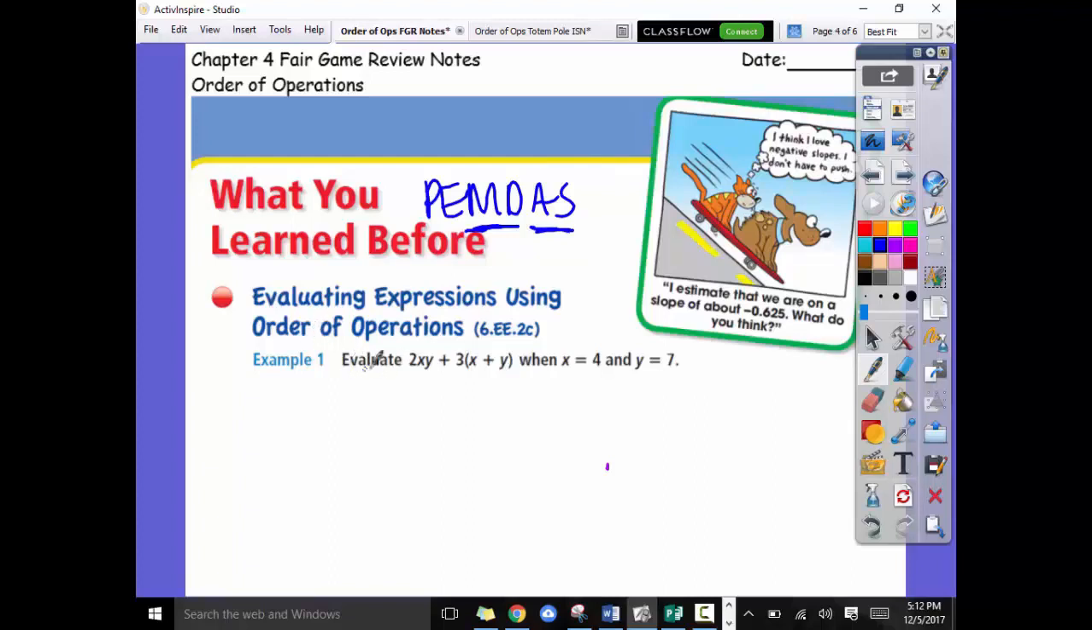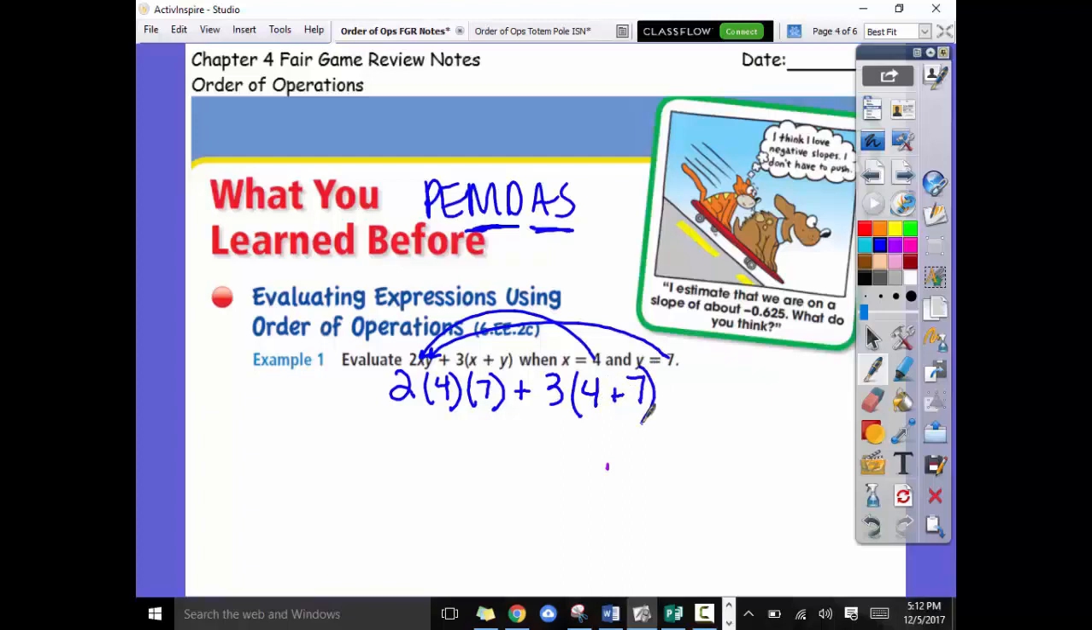You have this expression: evaluate 2xy plus 3 times (x plus y) when x is 4, y is 7. The first thing you're going to do is replace all the x's with 4 and all of the y's with 7. So I have 2 times 4 times 7 plus 3 times (4 plus 7). I just replaced those. Now I'm going to follow my order of operations.